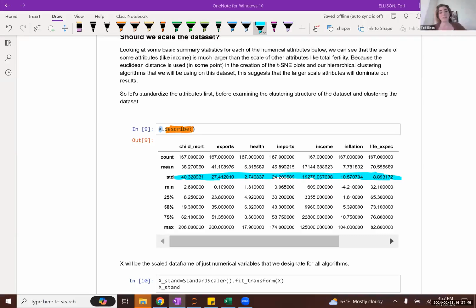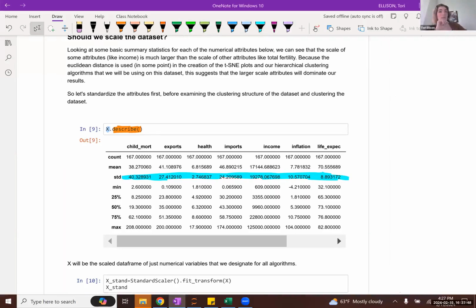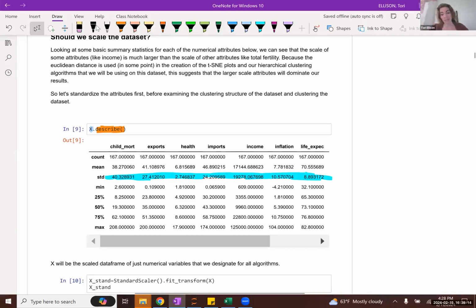So the answer to this question is it kind of depends. You'd want to ask yourself, do you want each of your numerical variables to contribute an equal amount to the nature of the clustering structure that is identified? Or are you okay with one or more particular variables dominating the nature of the clustering structure? If the answer is no, then you should definitely scale these variables using, for instance, z-score scaling like we mentioned in the homework assignment.